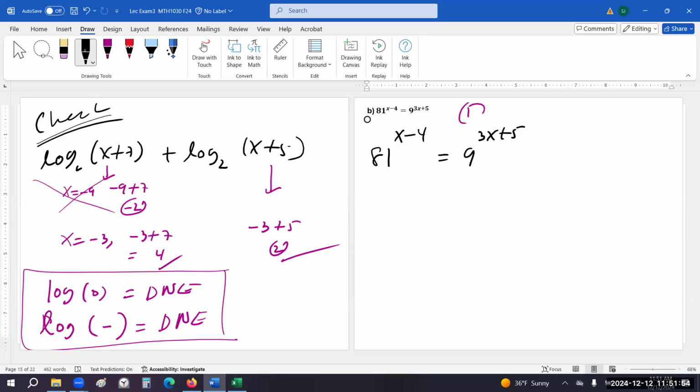So for me, what I would do is rewrite. Since we have 9 and 81, we can rewrite 81 using the 9. 9 is what? 81 is what? 9 to the 2, 9 squared. So we rewrite because we want to have the same base, and we want the same base because when we have them, we simply cancel them.